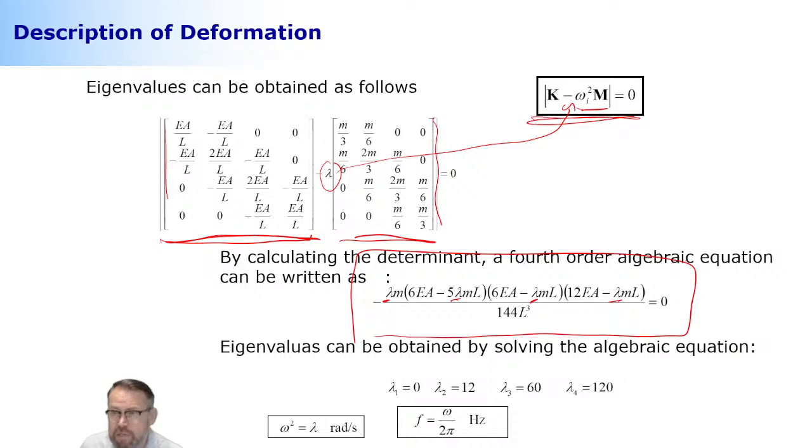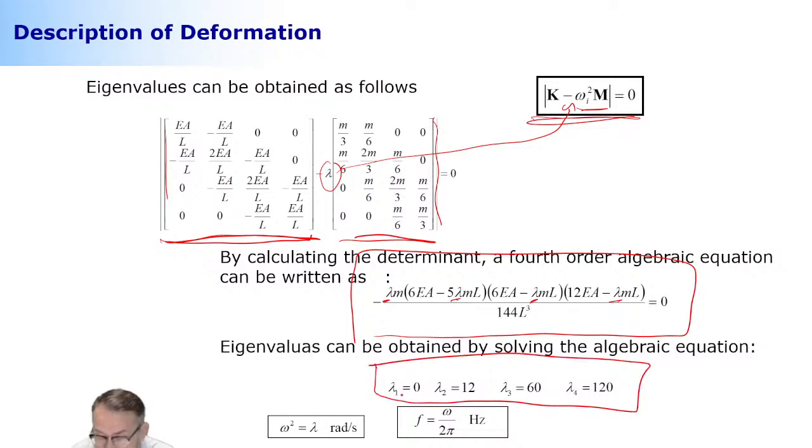How many times will this pass 0? 4 times. And when I solve them, I'm going to get the numbers like shown here. Lambda is equal to 0, 12, 60, 140. Very standard thing. So some of them are very small, some of them are very big. What is this 0?